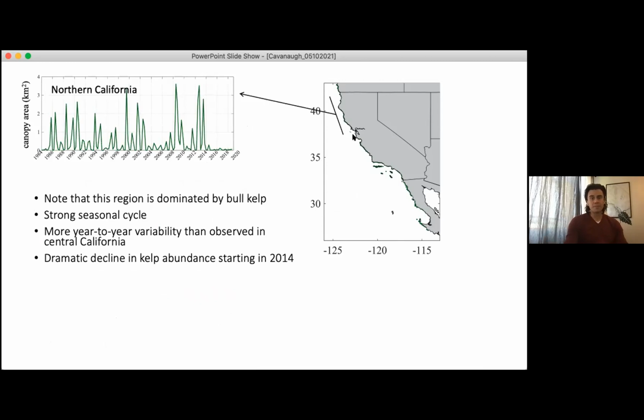And in Northern California, those previous 3 regions were dominated by giant kelp. This area is dominated by bull kelp. Again, a pretty strong seasonal cycle. The bull kelp is an annual species, so each year, the individuals die, and then the area is recolonized. More year-to-year variability than we saw in Central California, and this is one area where you could argue that there's a negative trend, really driven by this dramatic collapse in kelp abundance starting 2014, and I'll talk a bit more about that. But kelp really declined dramatically. It hasn't recovered. This is a real area of concern.